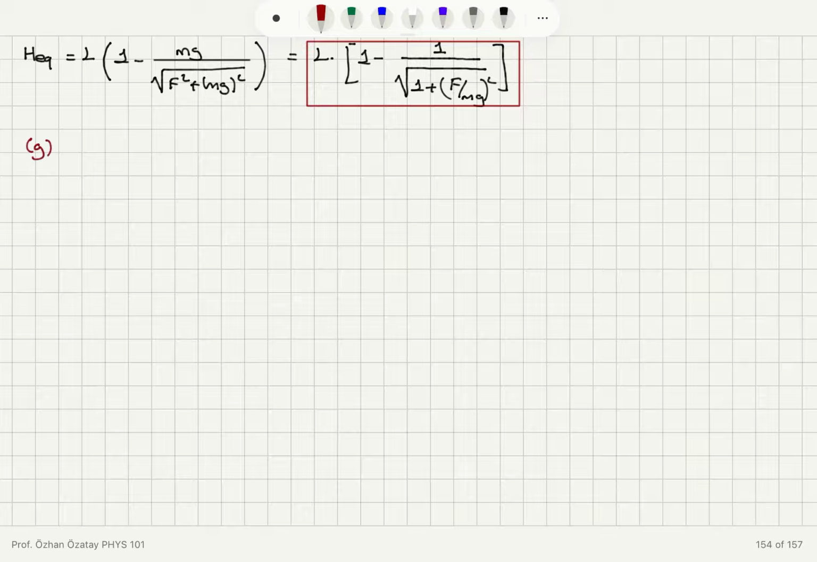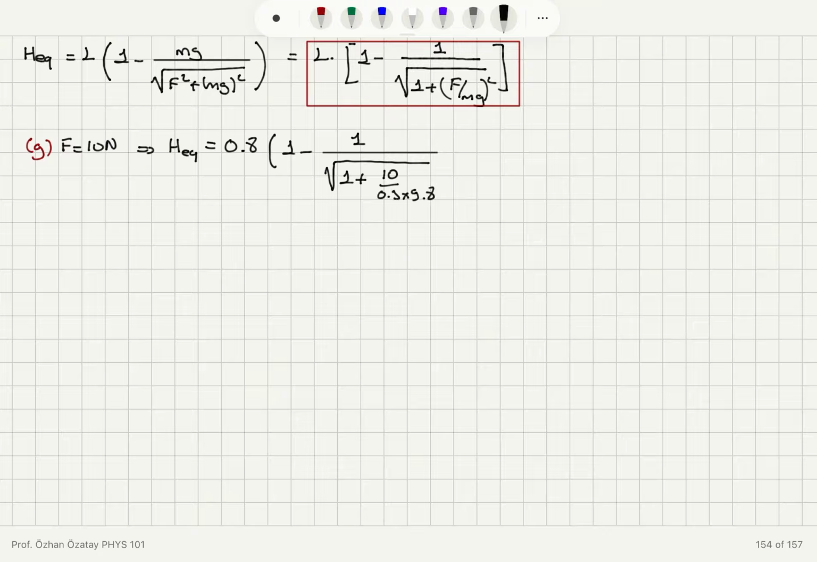Now part G says substitute F equals 10 newtons for this equilibrium height. If F is equal to 10 newtons, H equilibrium will be length 0.8 times 1 minus 1 over the square root of 1 plus 10 over 0.3 times 9.8, parentheses squared, which is going to give us 0.574 meters.